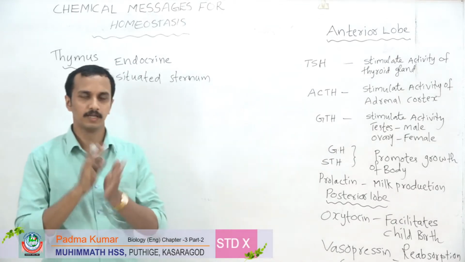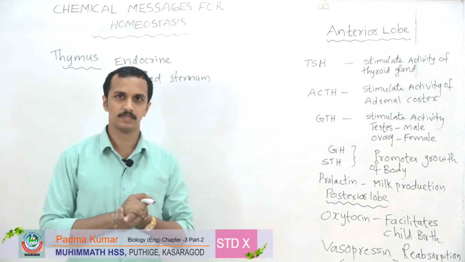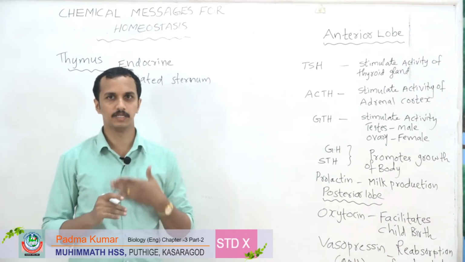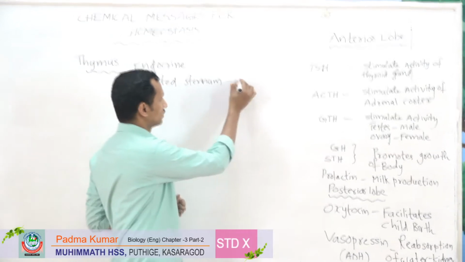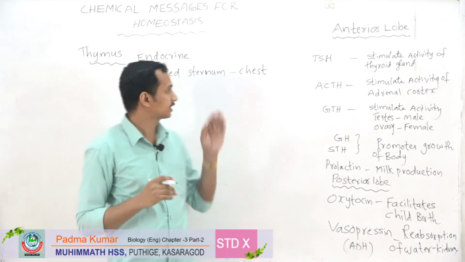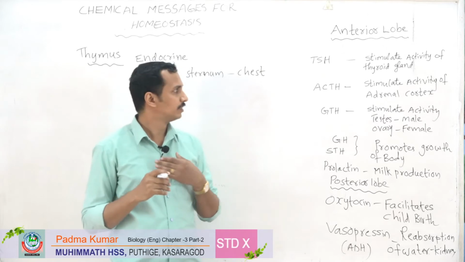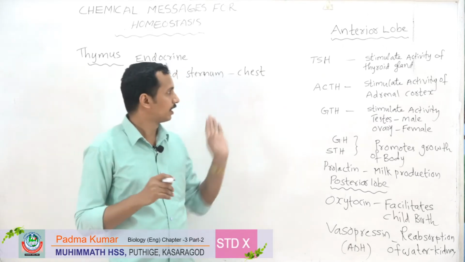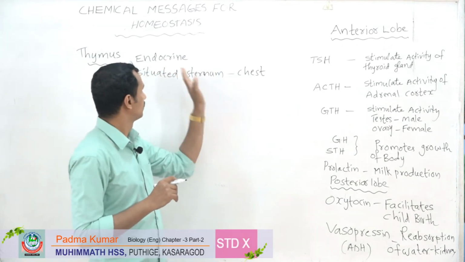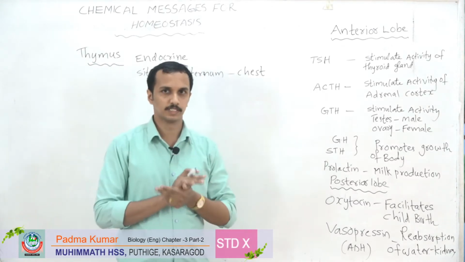It is also an endocrine gland situated behind the sternum. So what is the sternum? It is a flat bone present in our chest region. Such a bone is called the sternum. Many ribs and other bones are connected in that region, our chest bone. So the thymus gland is found in the sternum region.